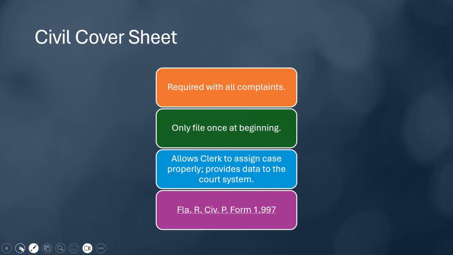So that's the summons. There's also the need for a civil cover sheet. This is simple. It's nothing more than a form. It's filed once at the beginning of the case. It allows the clerk to properly assign the case to the right division of the court, family, circuit civil, traffic, whatever, and also provides data to the court system. That form is Florida Rule of Civil Procedure Form 1.997.